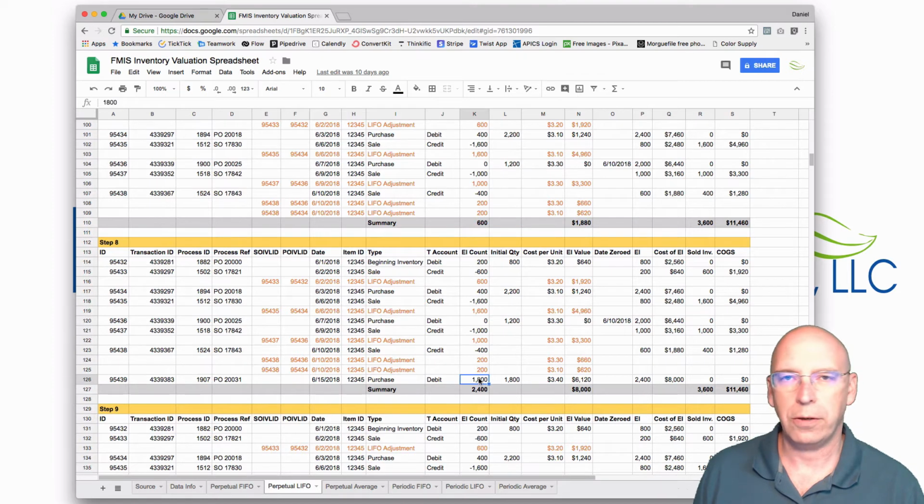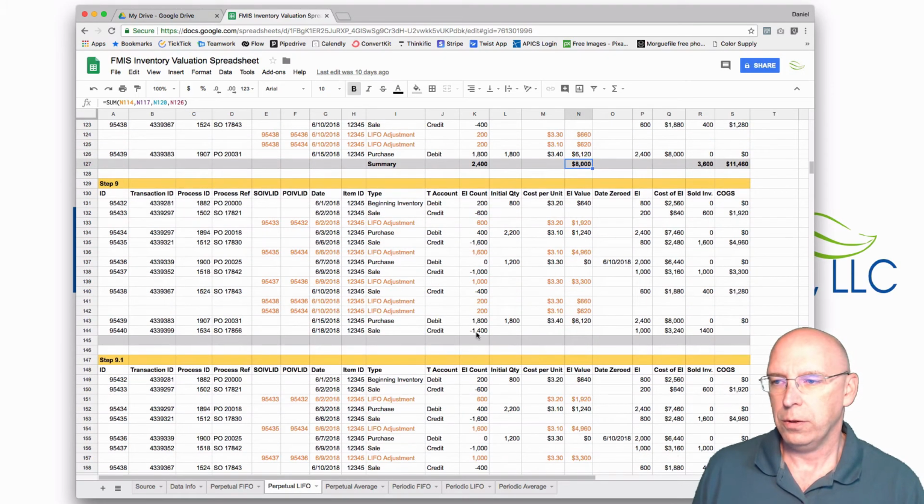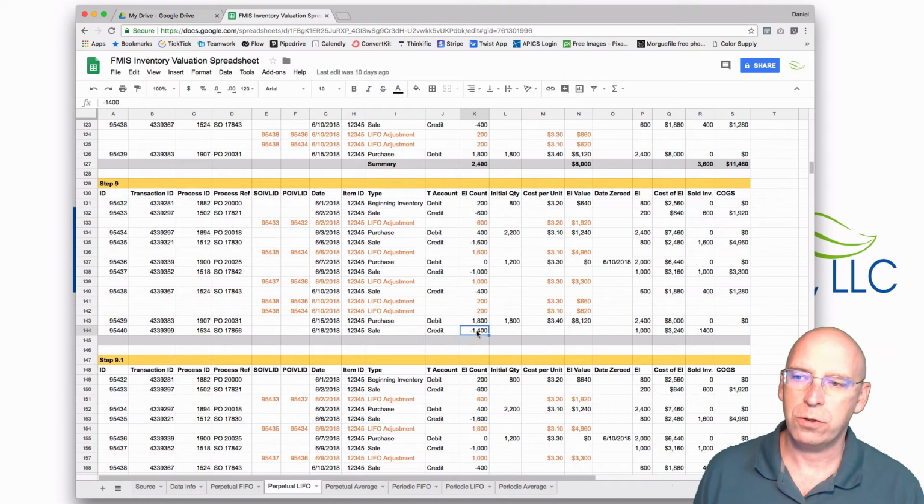We'll bring in another 1,800 units. That puts our ending inventory at 2,400 with an ending inventory value of 8,000. We'll have a sale of 1,400. Again, last in, first out. We should be able to pull this from our most recent purchase.